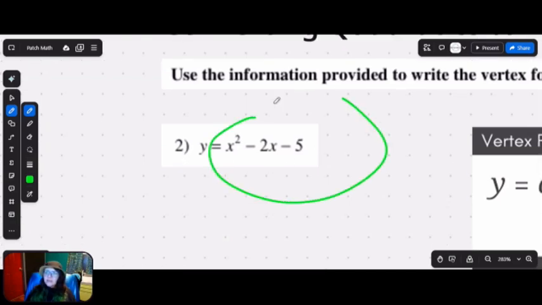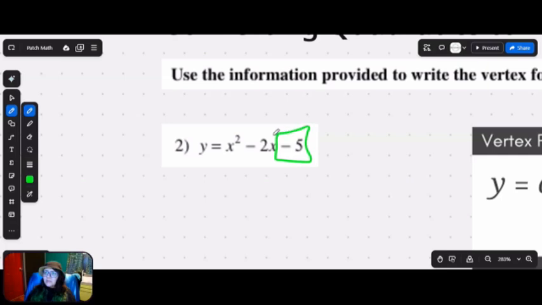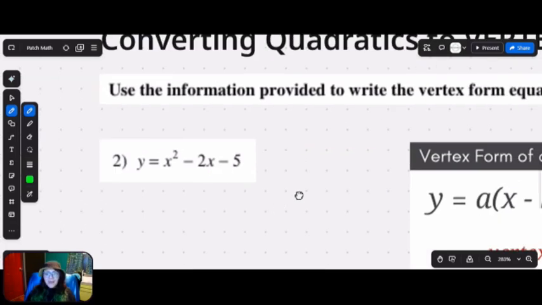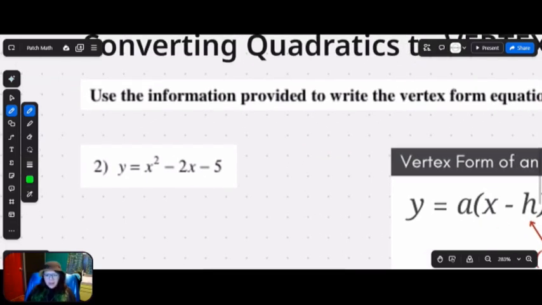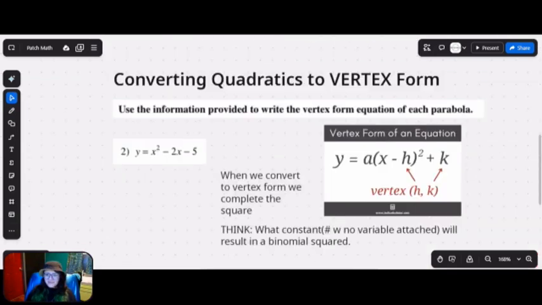I like all my completing the square to happen on the right-hand side and everything else to be on the left-hand side. All right, so I went ahead and added a little bit of information to the whiteboard. Take a moment, pause the video, and read that. So when we convert to vertex form for quadratics, we use completing the square.